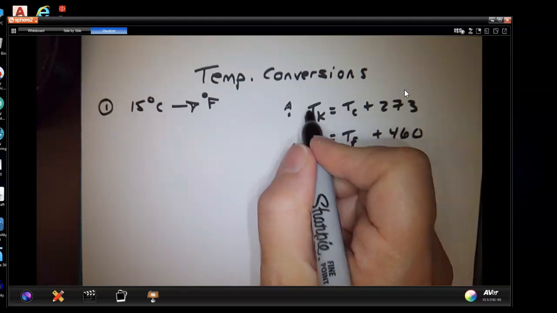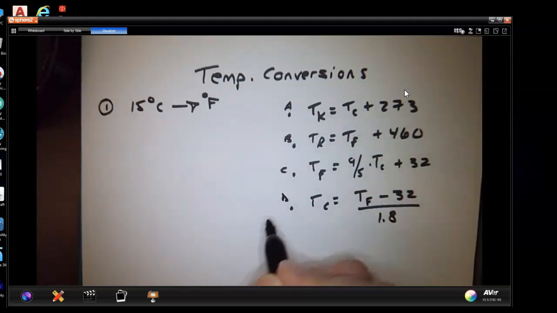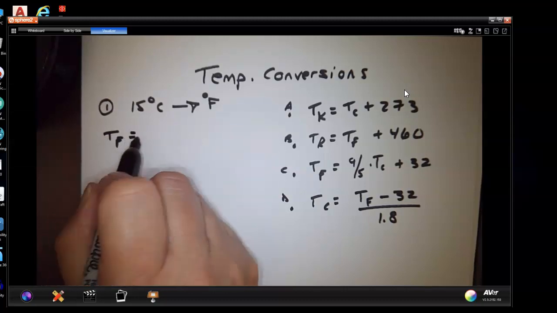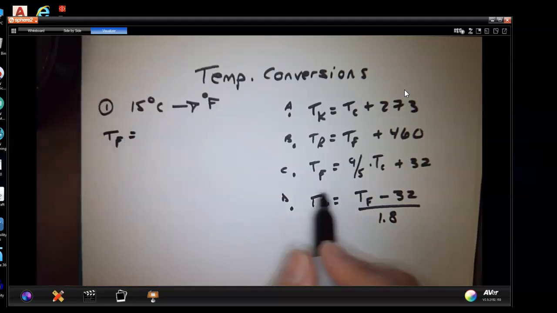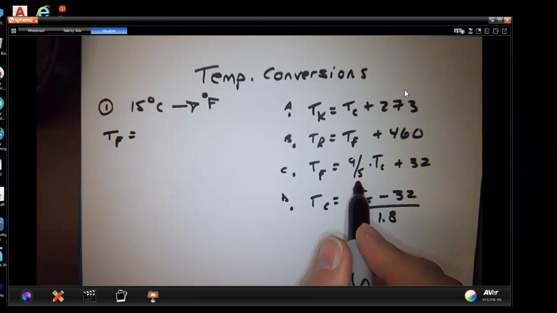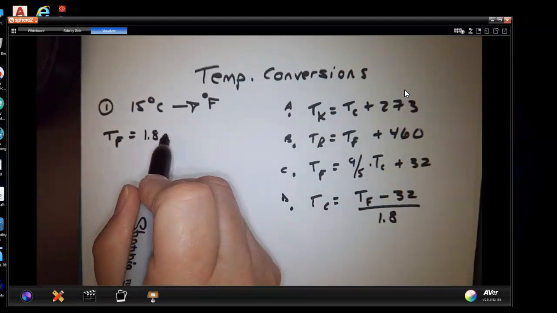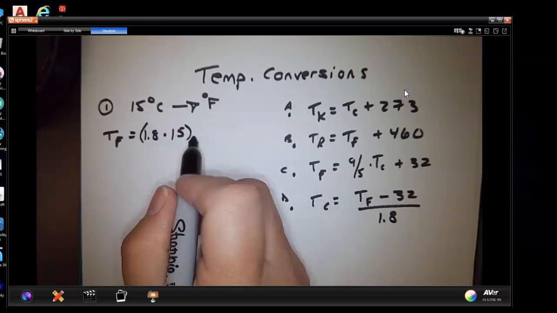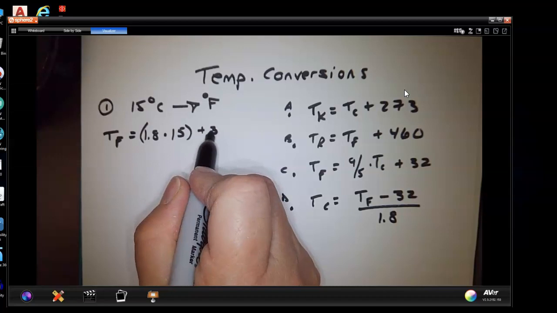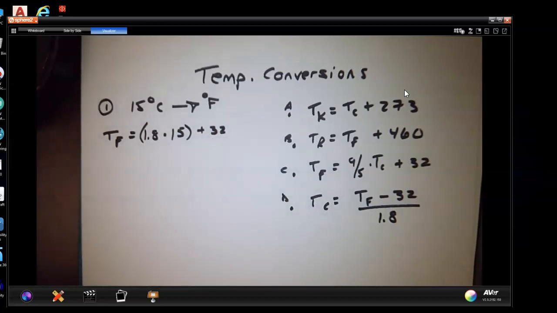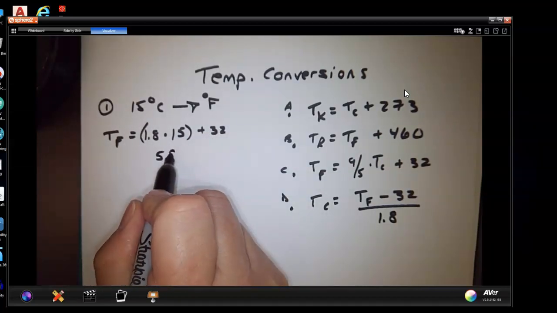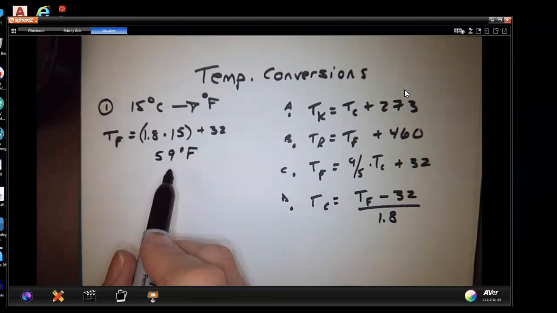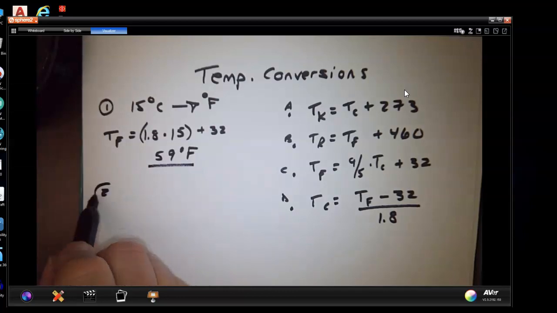We're going to call these A, B, C, and D. So I would say temperature Fahrenheit is equal to 9/5, but I'm just going to make it a decimal. It's just easier. Times 15. Going to do those first, and then add 32. So if you do the math there, you should get 59 degrees Fahrenheit. Check that. Make sure that you're able to do it in your calculator properly. That is the correct answer.